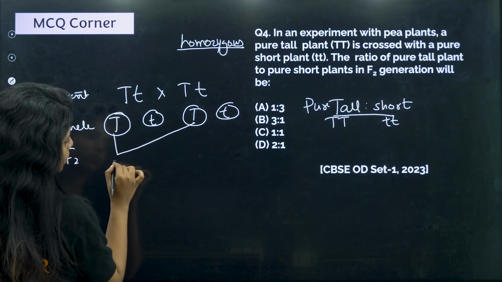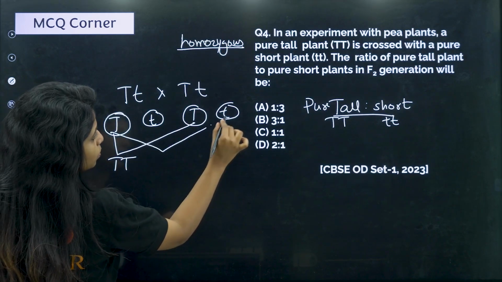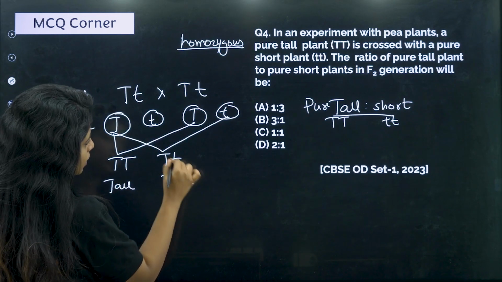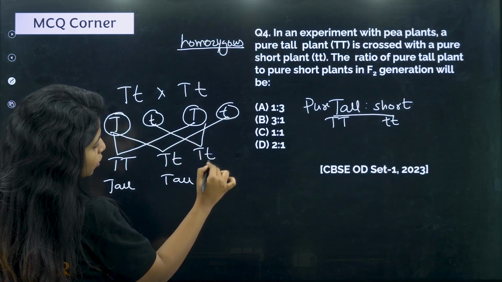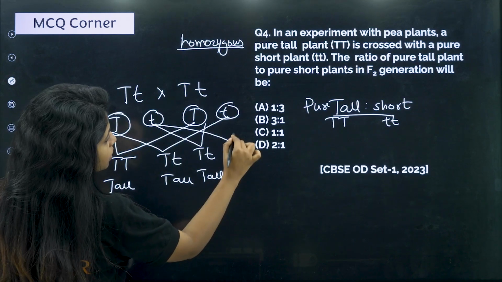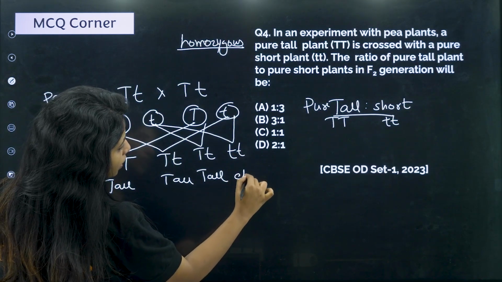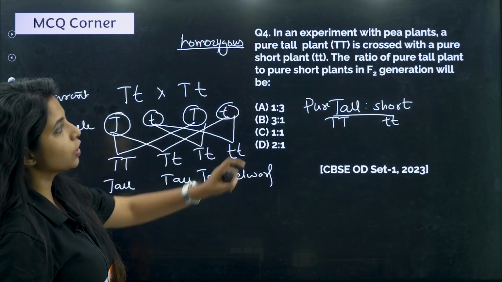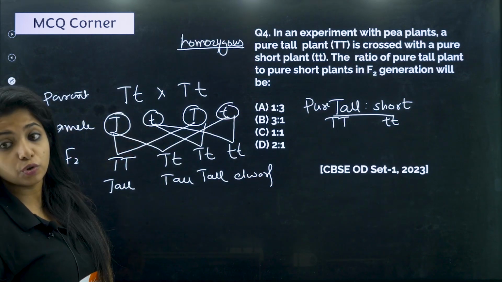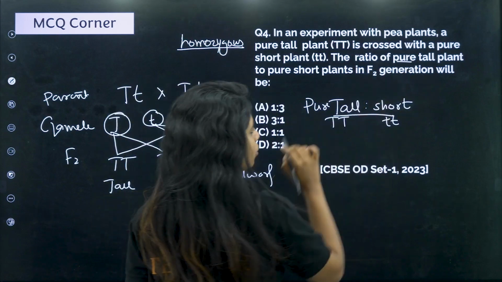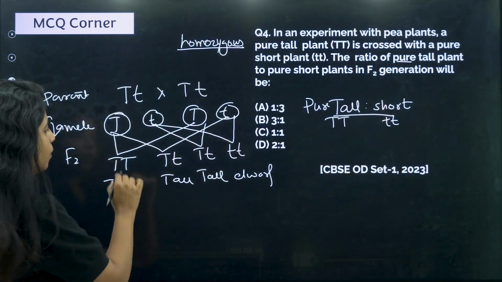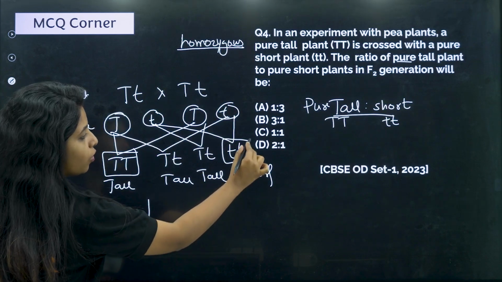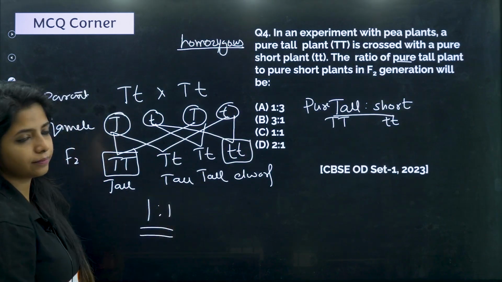When you fuse this with this, you get capital T, capital T. When you fuse this with this, you get capital T, small t. This is also tall. When you fuse this with this, you get capital T, small t. This is again tall. When you fuse this with this, you get small t, small t. This is dwarf. Now they are asking you the ratio of pure tall plants to pure short plants. You have not seen the word pure, you are losing your mark over here. Pure is only one. There is only one tall pure like this, and there is only one dwarf like this. So 1:1 will be the answer.